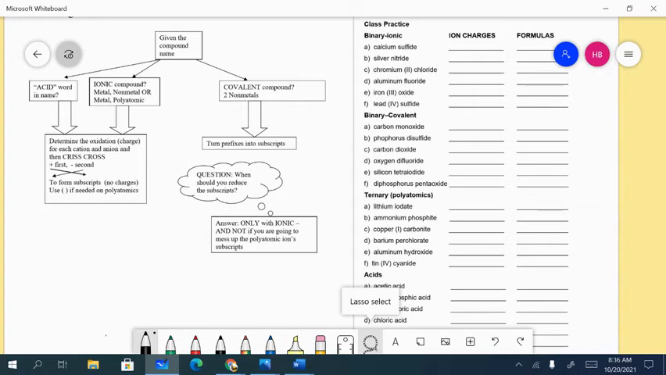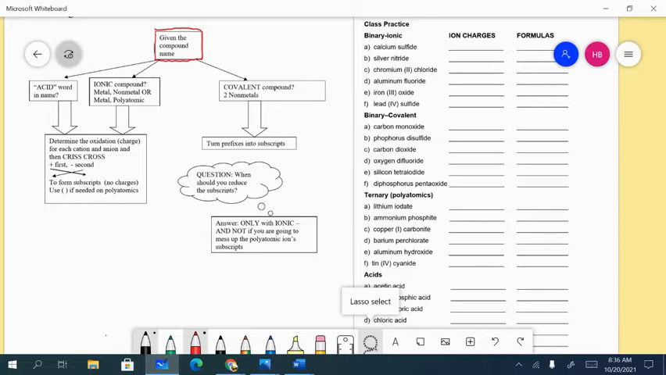Okay, Chem, today we're going to practice taking names and turning them back into formulas. And this is a little flow chart that I've given you, and we're going to review exactly what each of these means. So here it says given the compound name. So you're not given the formula. You need to create a formula from the name.